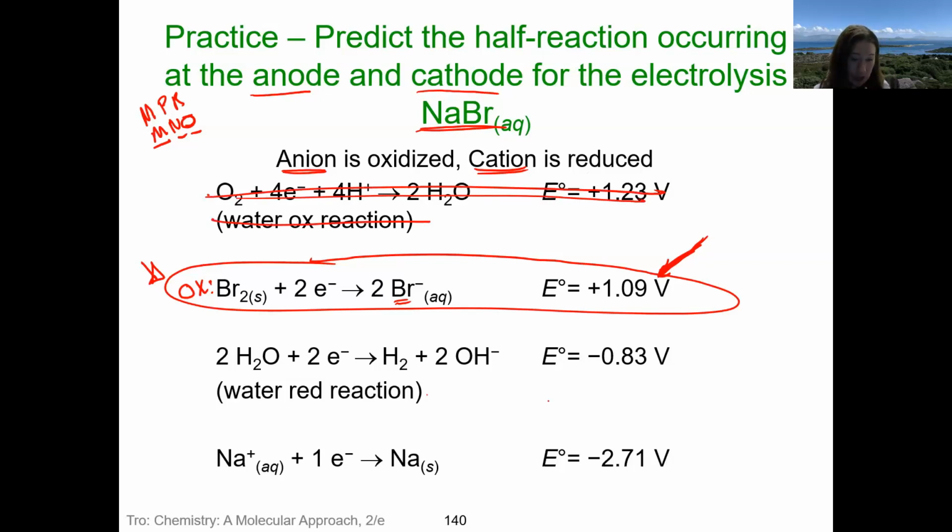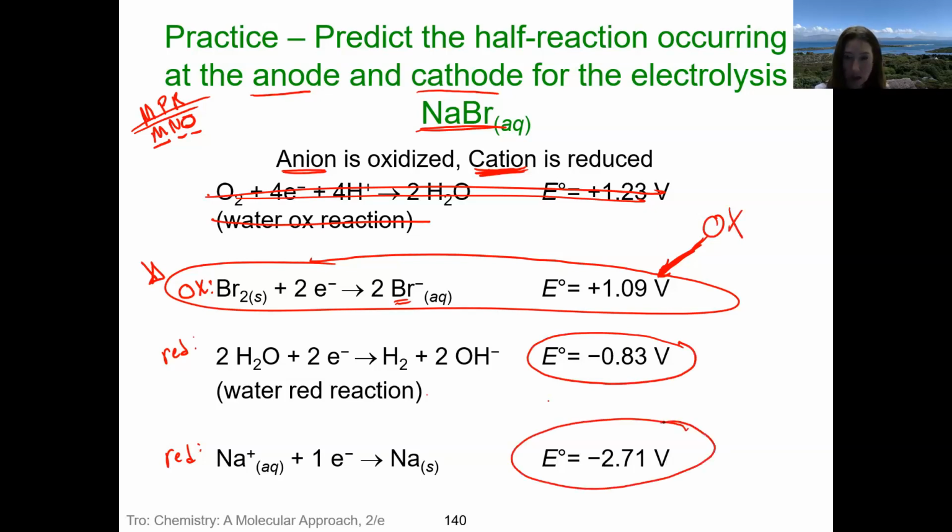Okay, for our reduction, remember, cations are reduced. So this is an option for our reduction, and this is an option for our reduction. With reduction, whichever one is more positive is going to be the one that is reduced. So our choices are negative 0.83 or negative 2.71. Which one is more positive? This one is more positive, so this is going to be our reduction.